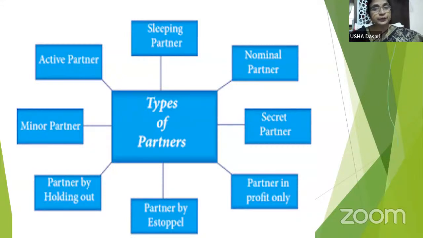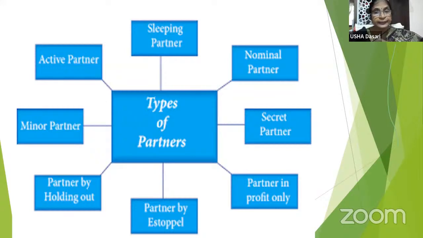So here also you could find the first important kind of partner is the active partner. So who is this active partner? An active partner is one who takes active part in the day-to-day working of the business. That means just as you are very active in the day-to-day working of your daily life, in the same way here also, this partner is one who takes active part in the day-to-day working of the business.